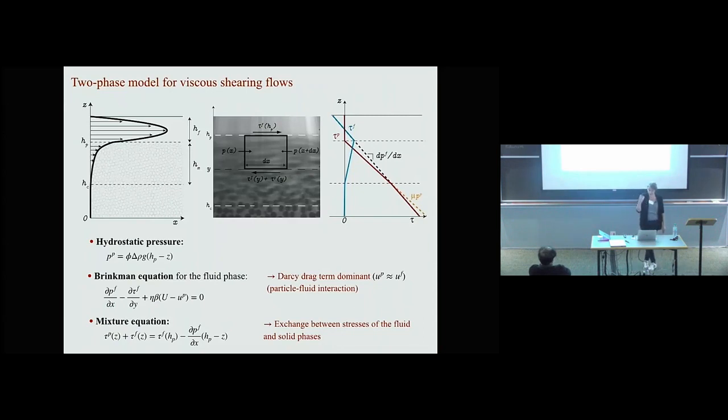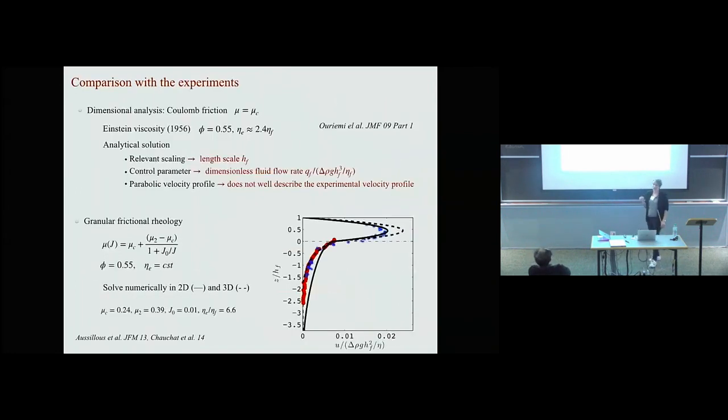So from this equation, we can have an analytical solution if we consider a Coulomb law. We can just begin with a simple Coulomb law for the granular rheology. So thanks to a Coulomb law, we can make dimensional analysis, Coulomb friction with a constant coefficient of friction. We use Einstein viscosity as a first approximation, and then we can have an analytical solution. And this analytical solution gives us the scaling. For example, the length scale is the fluid thickness. That's the fluid thickness which controls the flow.